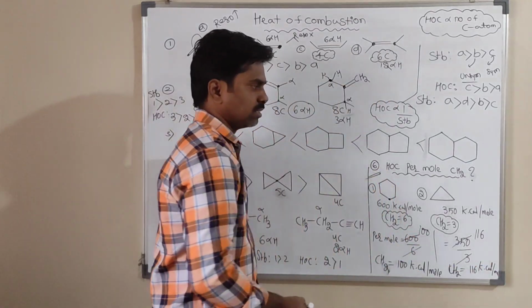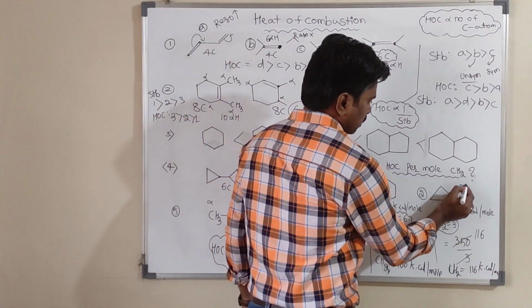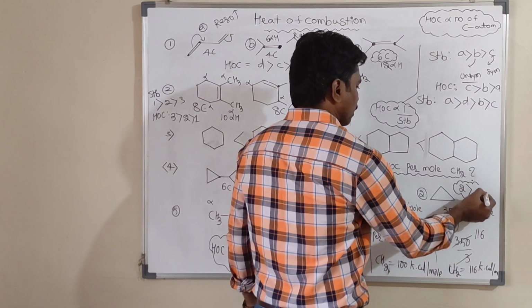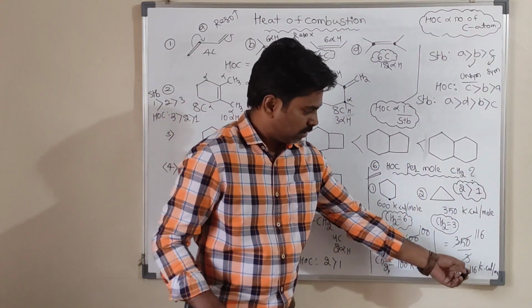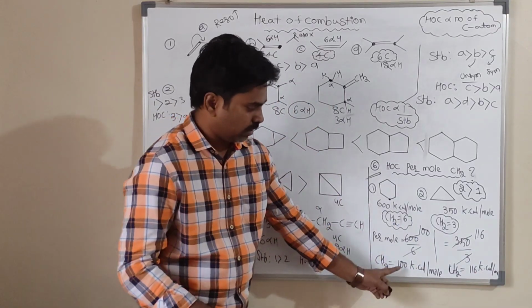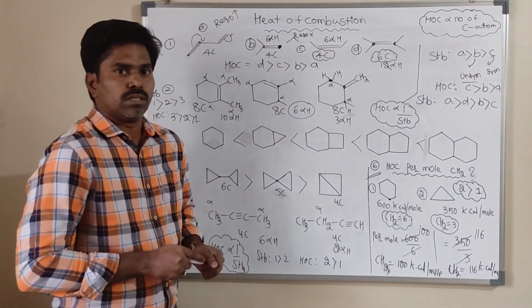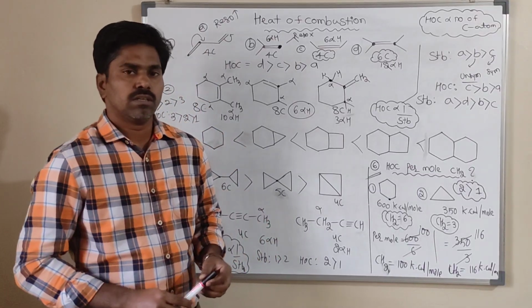So what about the answer? Which is correct? Very good. The second is first, then first. Option second is the first, because it gives the excess amount, 116, but the first one gives 100 kilocalorie per mole. I hope you understand. In the next class I will explain a different topic. Okay, right, no doubt.